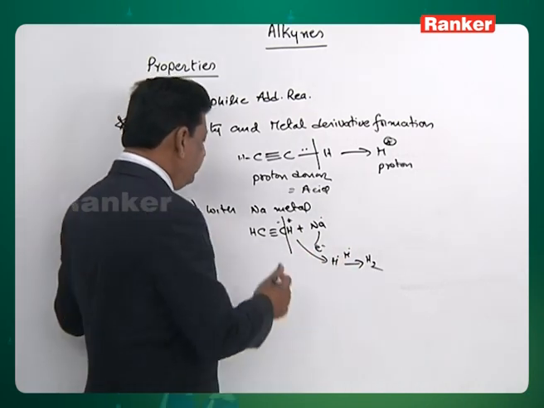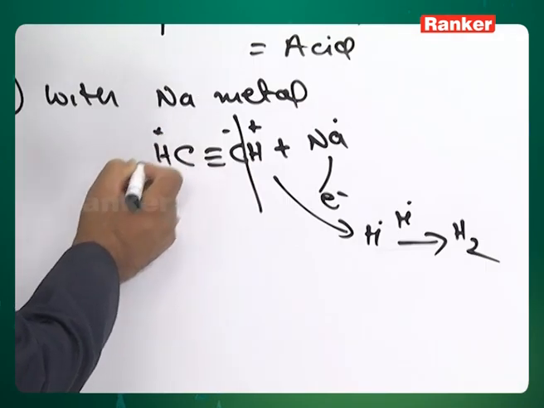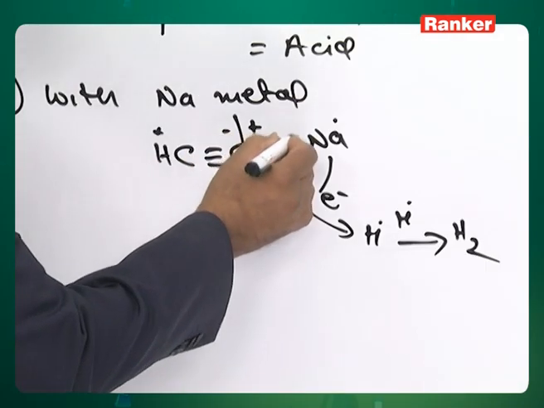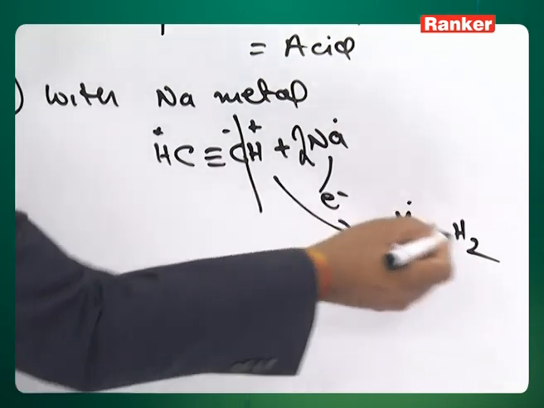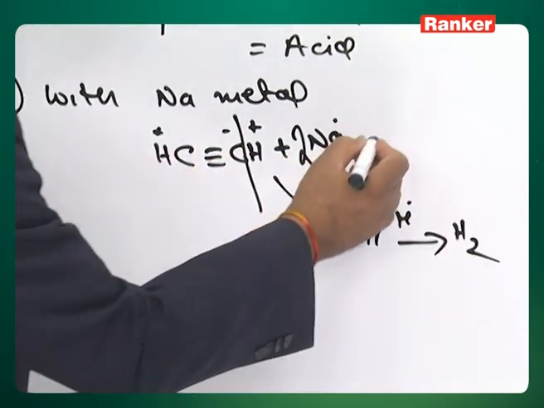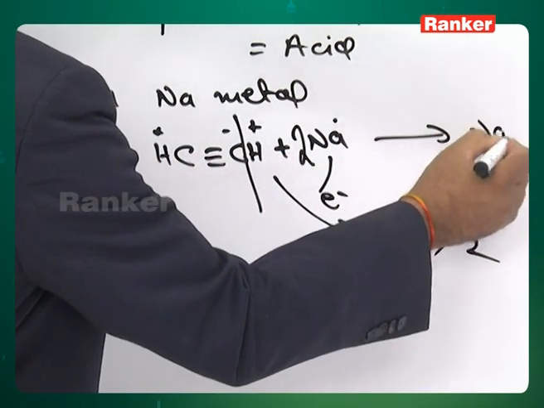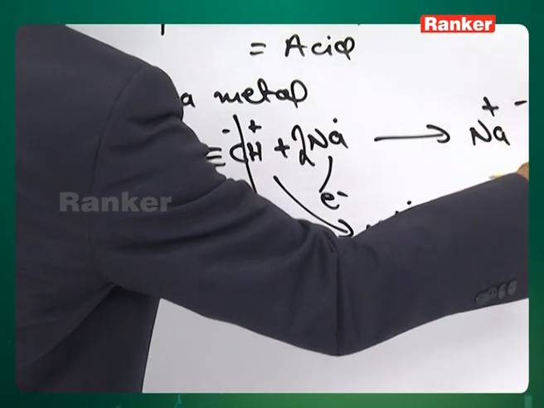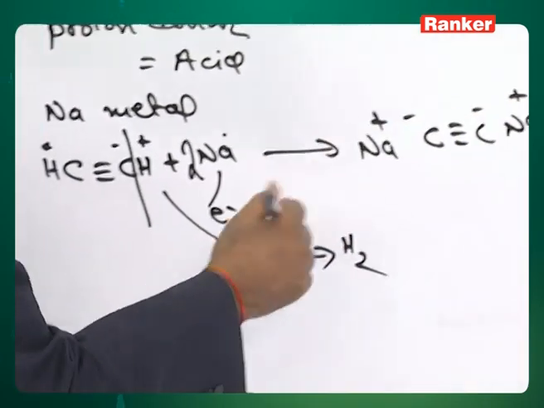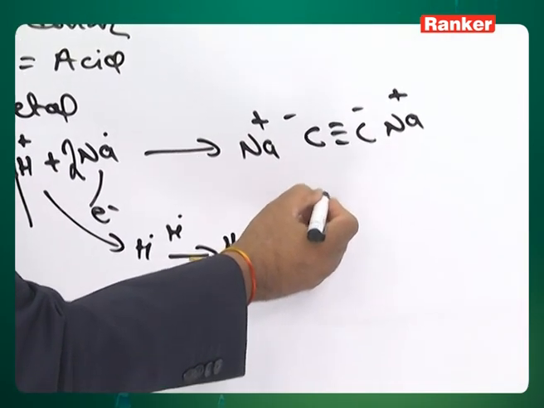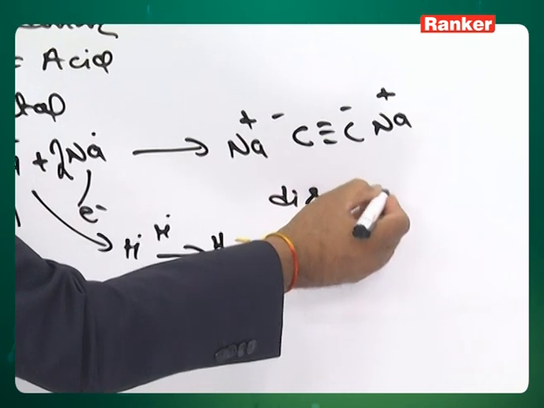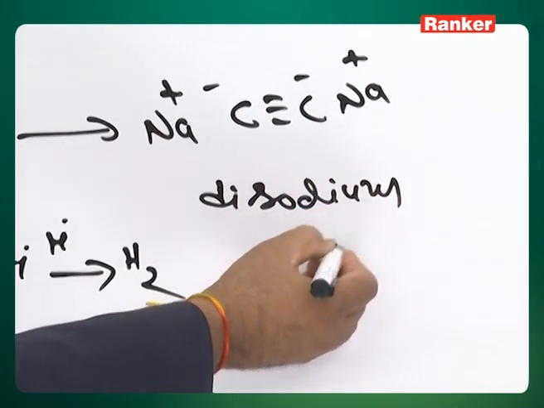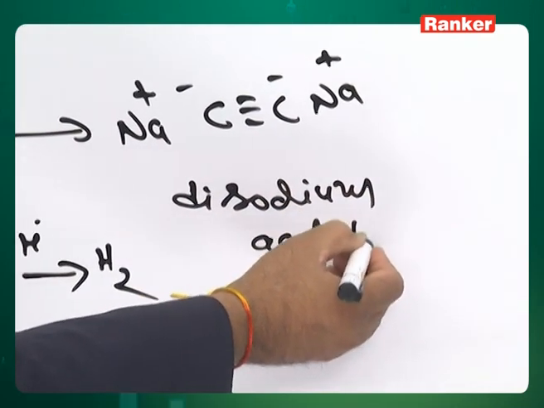So what about this acetylene? Similarly, even this side also has one proton. So two sodiums are used, two hydrogens join. So on both sides you will get the sodium. So Na plus, C minus and C minus with Na plus. So it is a disodium acetylide, which is a solid actually.